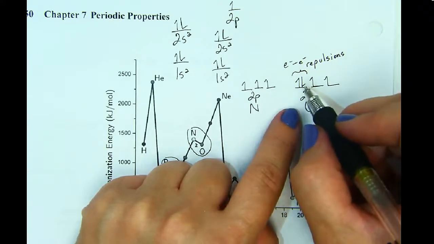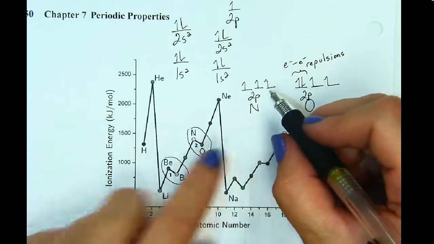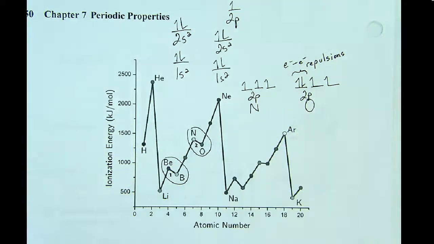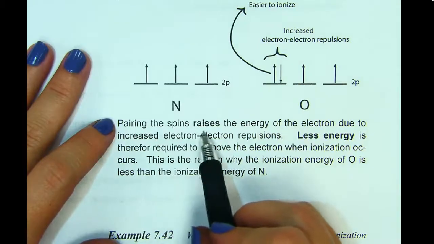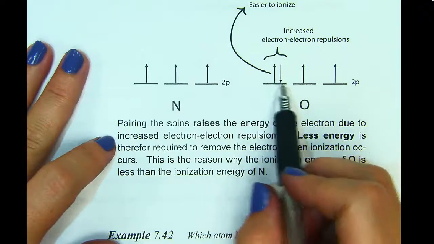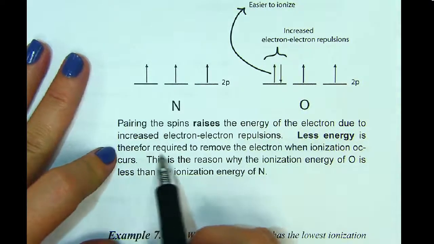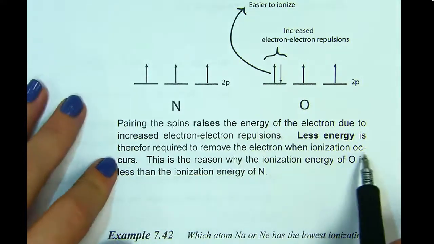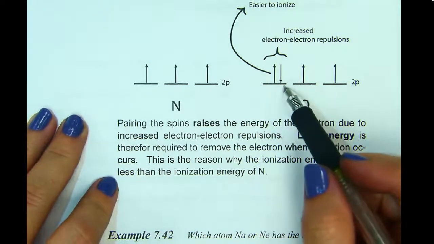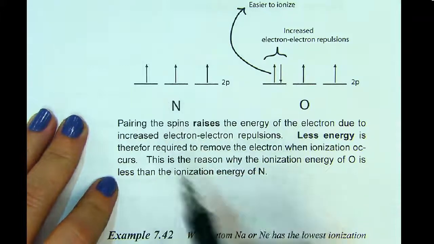So this requires less energy than the nitrogen, and so here oxygen requires less energy than the nitrogen. Pairing the spins raises the energy of the electron due to increased electron-electron repulsions. Less energy is therefore required to remove the electron when ionization occurs. This is the reason why the ionization energy of oxygen is less than the ionization energy of nitrogen.